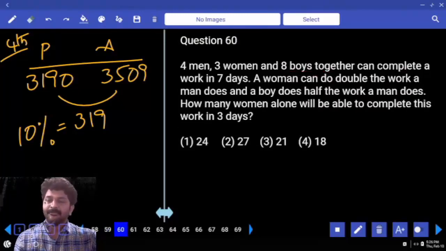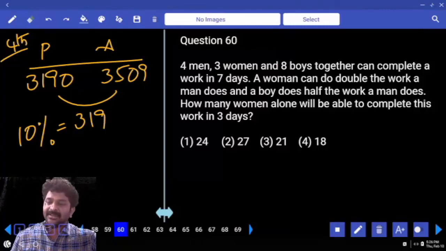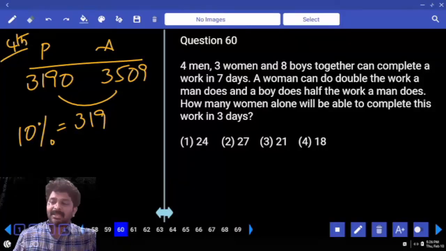Next. 4 men, 3 women, 8 boys together can complete the work in 7 days. A woman can do double the work a man does, and a boy does half the work a man does. How many women alone will be able to complete this work in 3 days?